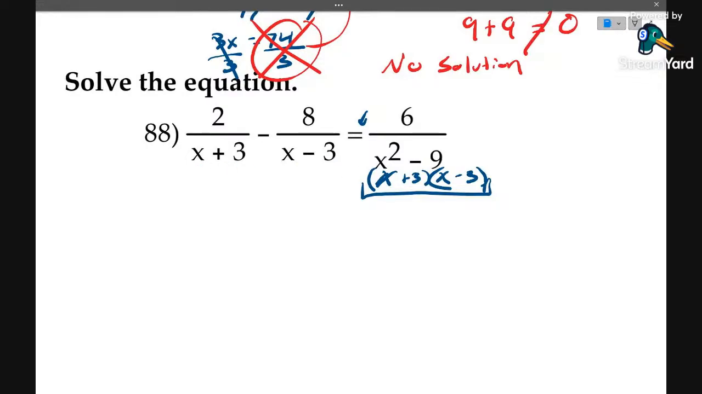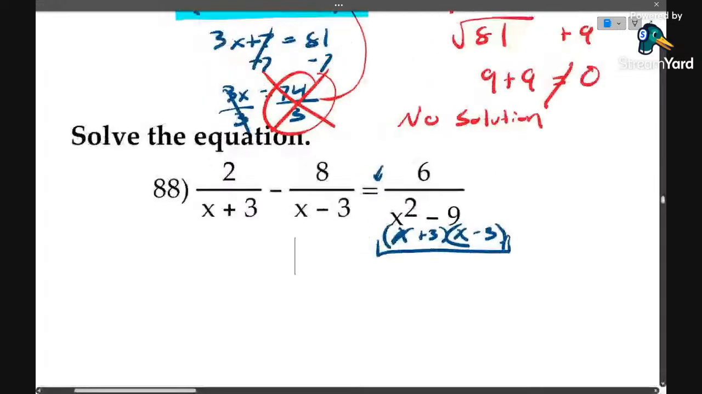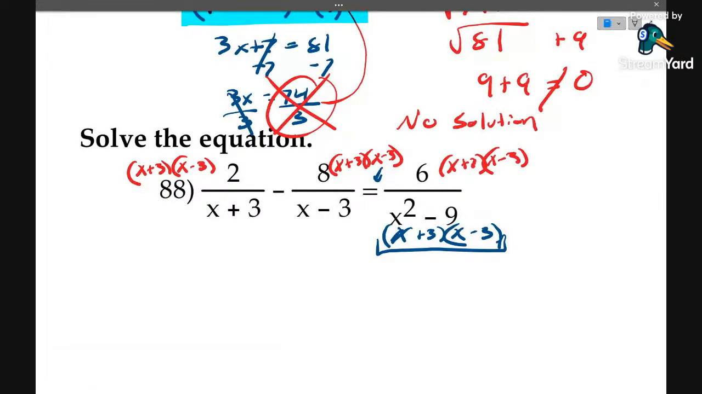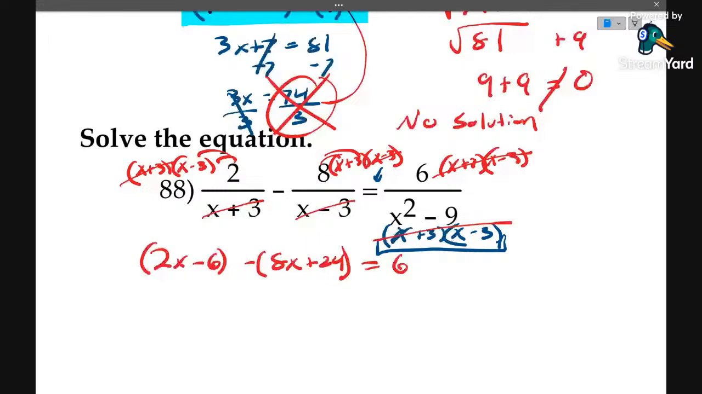So we're going to multiply the entire fraction, or the entire equation, by x plus 3 and x minus 3. All the terms, x plus 3, x minus 3. In our first fraction, the denominator will cancel with x plus 3, leaving us with 2x minus 6. In the second fraction, x minus 3 will cancel, leaving us with 8x plus 20. And in the last fraction, both will cancel, leaving us with just the 6.